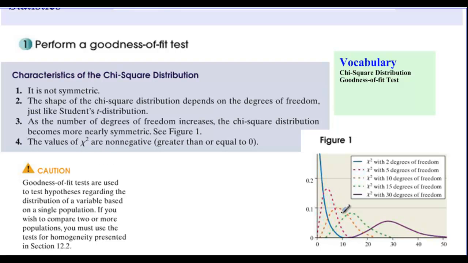Here's an idea of what's happening with chi-square, going from 2 degrees of freedom to 30 degrees of freedom. With 2 degrees of freedom, it's quite a strange looking graph. And then with 30 degrees of freedom, it's starting to become a little bit more symmetric.